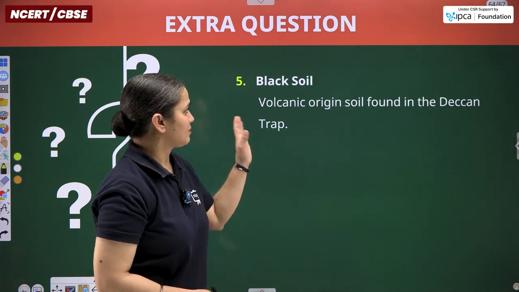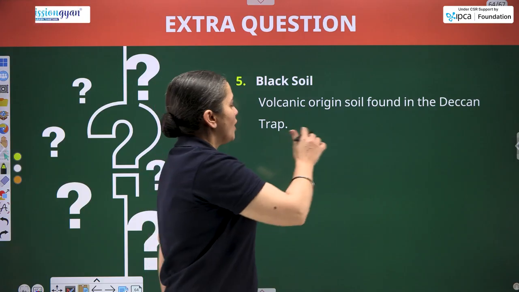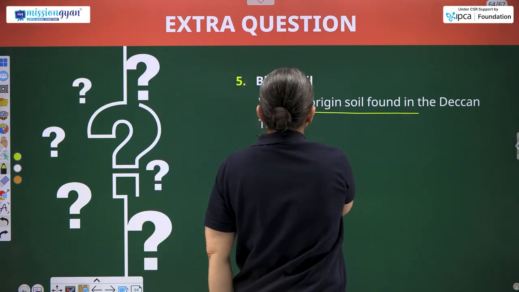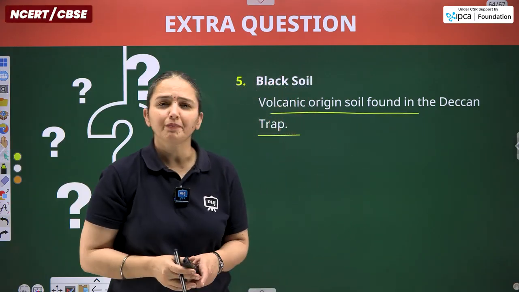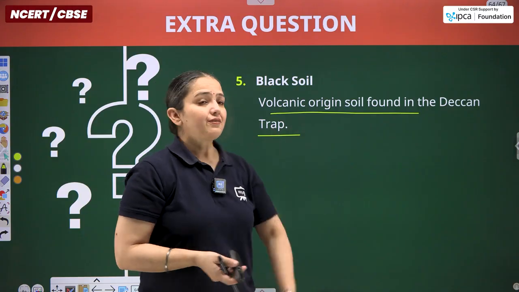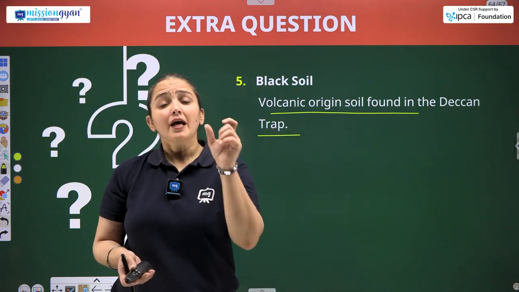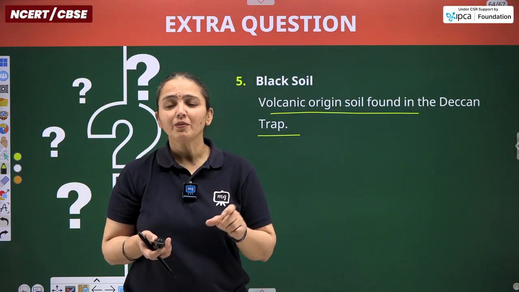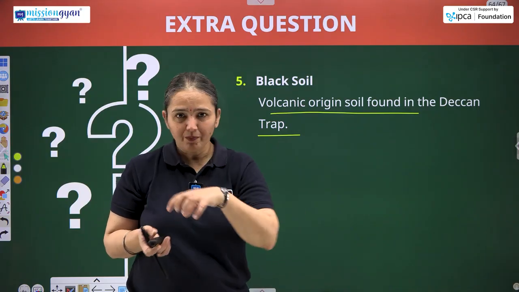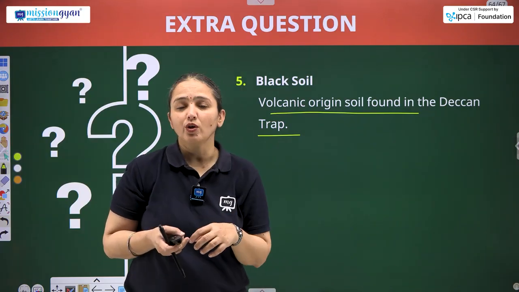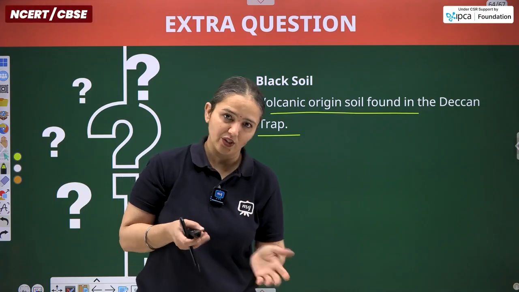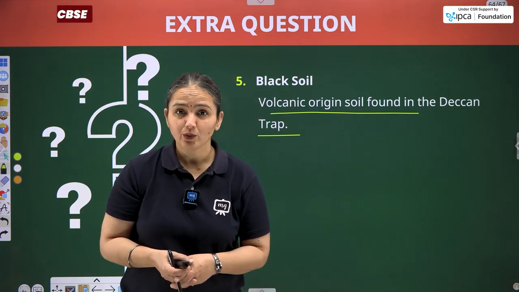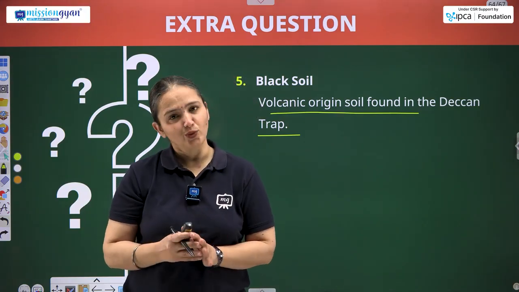Then black soil, of volcanic origin, is found in the Deccan Trap. Within the peninsular plateau, black soil is found in abundance, and prominently in the Deccan Trap of the peninsular plateau. The Deccan Trap is where this particular type of soil, the black soil, is found. So that is all about our chapter number 2.